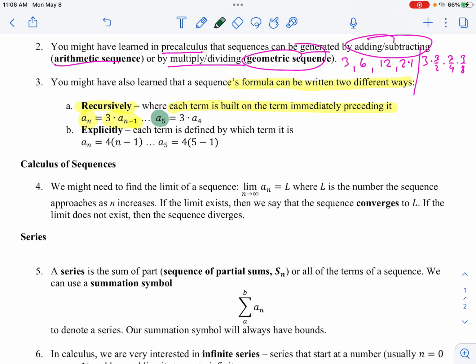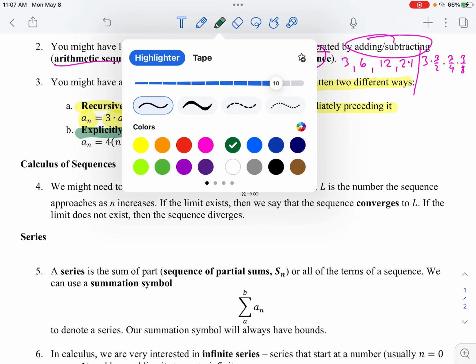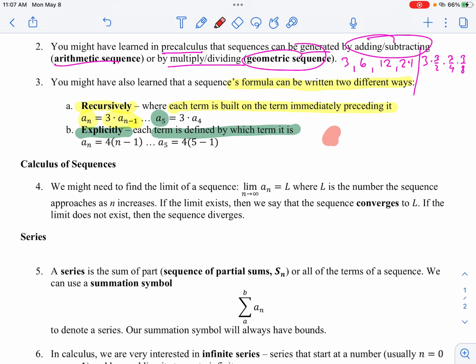So sometimes we need an explicit formula, where each term is defined by which term it is. If you want to find the 100th term, then you have some formula where you plug 100 in for n, and then you do whatever else the formula says to get the answer. So those are 2 different ways that you might see sequences written.